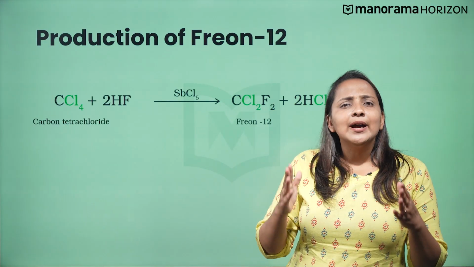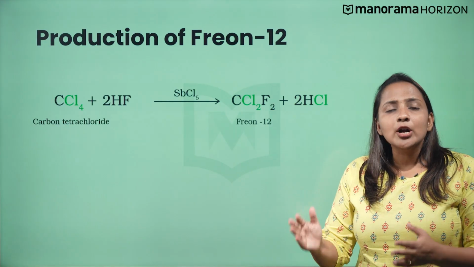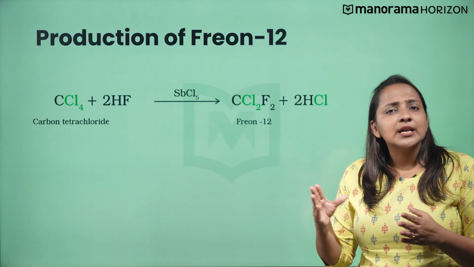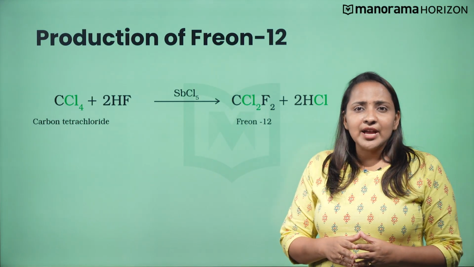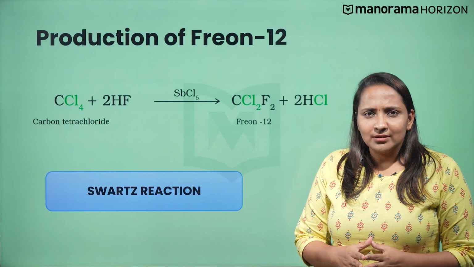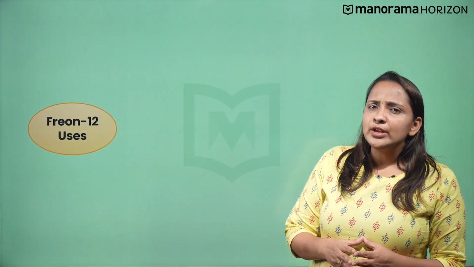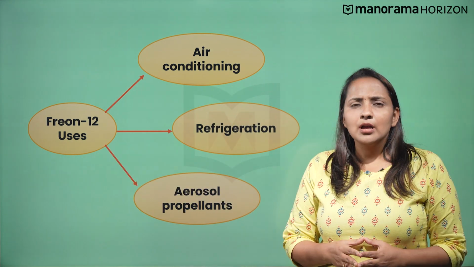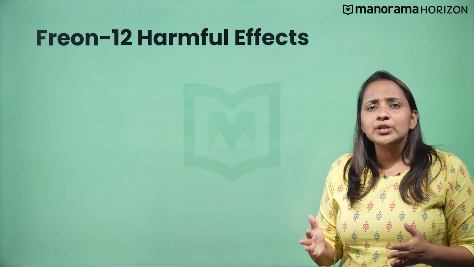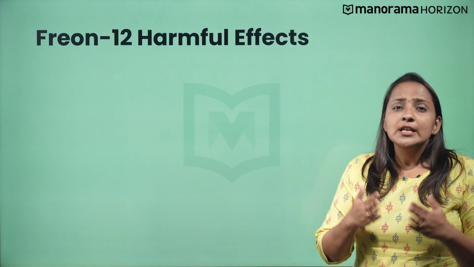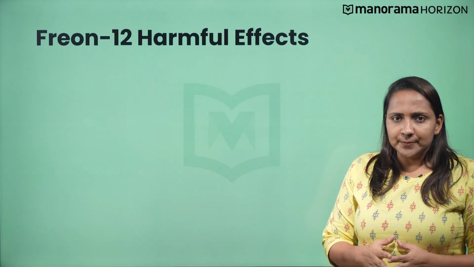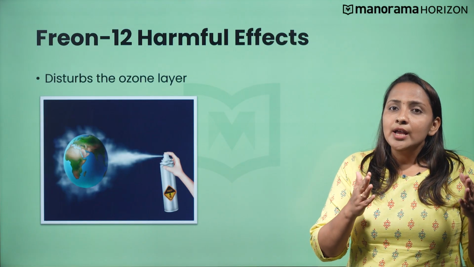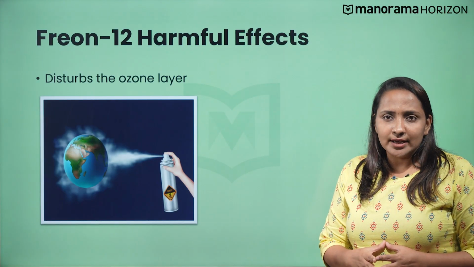It is produced by the reaction of hydrogen fluoride on carbon tetrachloride in the presence of antimony pentachloride. This complete reaction is known as the Swarts reaction. Freon 12 is used mostly for air conditioning, refrigeration and aerosol propellants. Freons also get diffused unchanged into the atmosphere, specifically the stratosphere. In the stratosphere, freons initiate a chain reaction that ultimately disturbs the ozone layer.